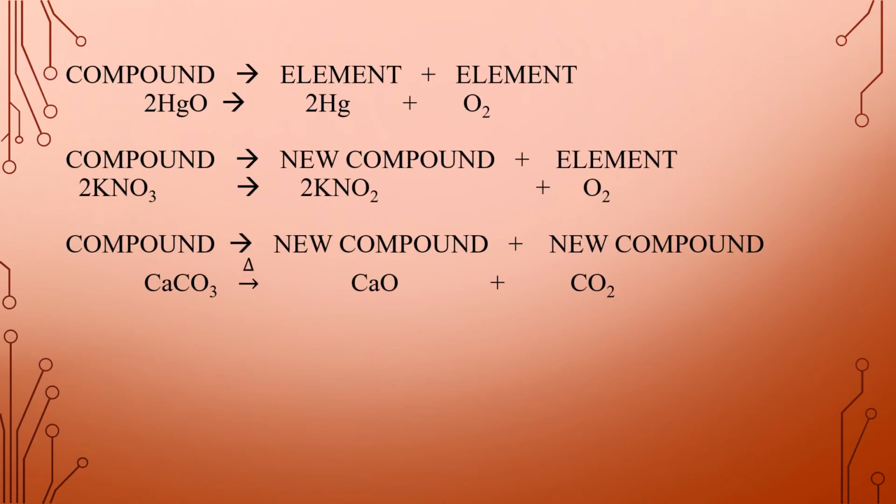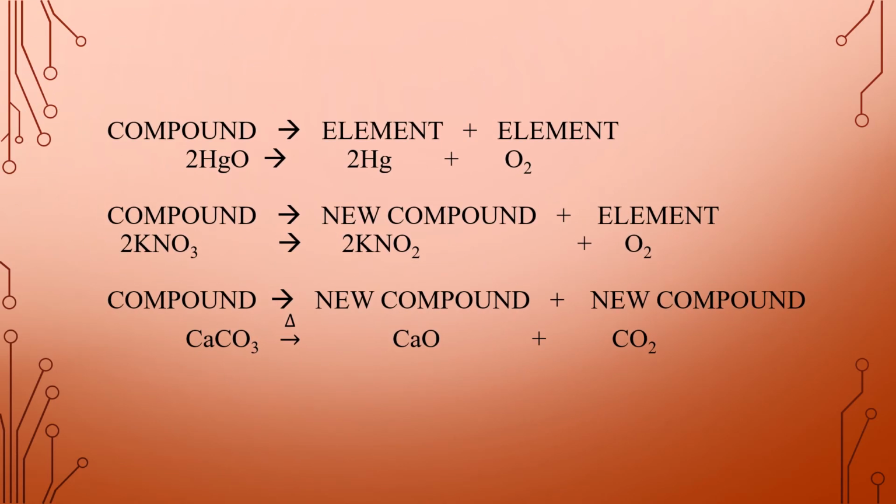Examples for decomposition reaction: mercuric oxide on heating gives mercury plus oxygen. Here we can see one compound decomposes to give two elements, that is mercury and oxygen. Similar example we can take silver oxide. On heating it gives silver plus oxygen.